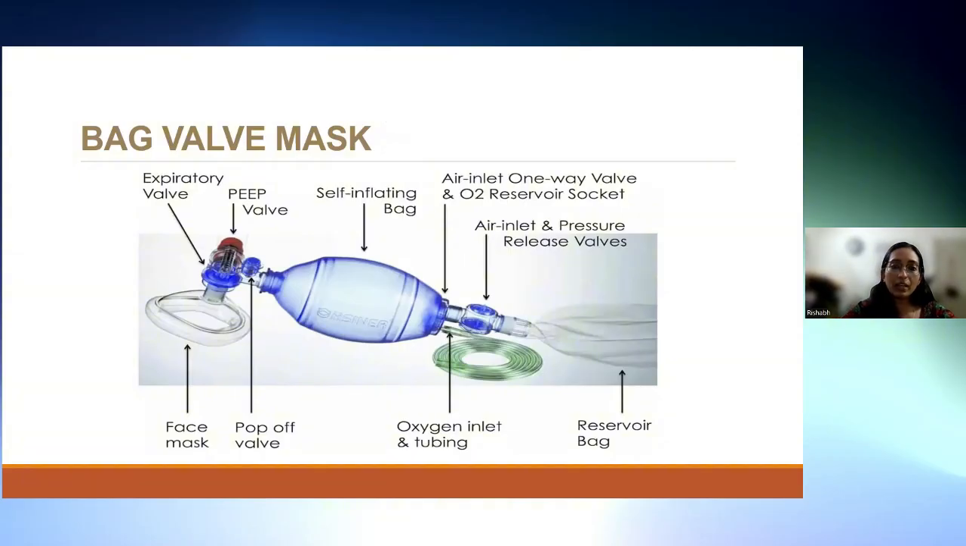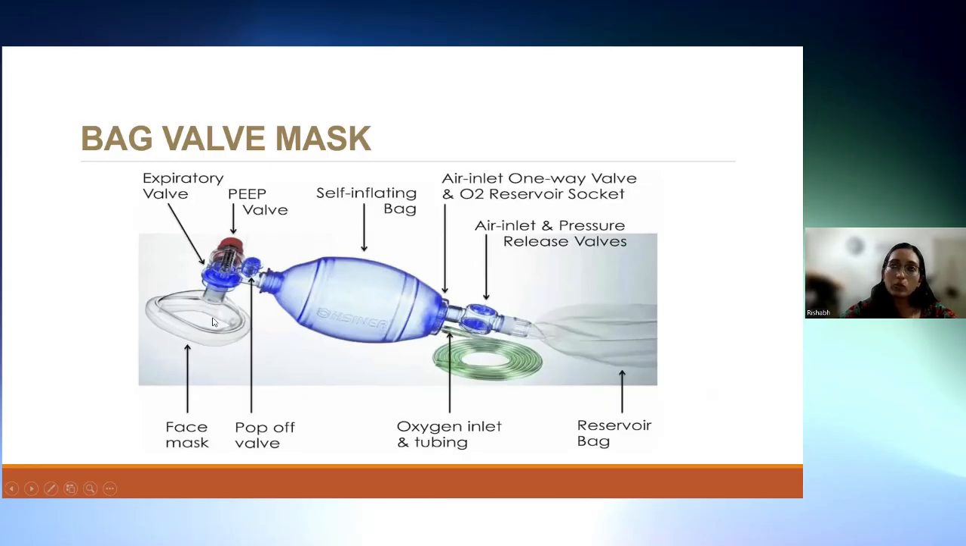The mechanism in this case is that when the oxygen source is connected, the bag can get filled up with oxygen as in the non-rebreather mask. The oxygen can go to the patient end. And when the patient inhales, the patient gets FiO2 up to 100%. If the reservoir bag is connected, it can increase the percentage of oxygen. And the exhalation is through this valve.